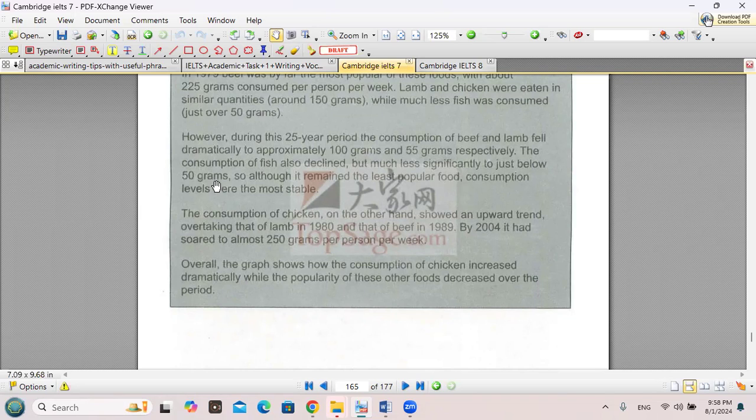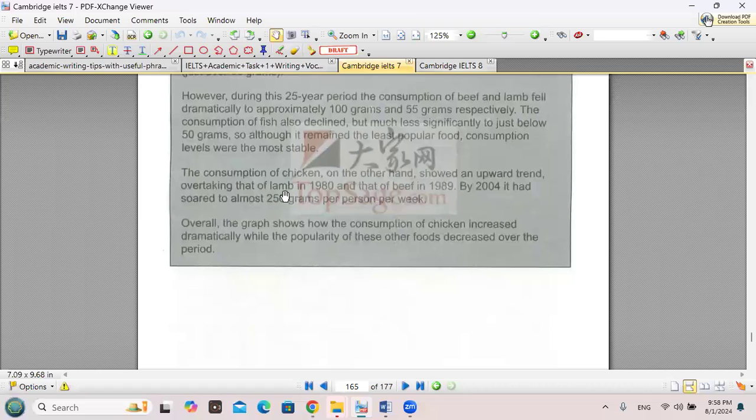To just below 50 grams, sorry. So although it remains the least popular food, consumption levels were the most stable. This is speaking about fish. Now Abdurrahman, read back the third body paragraph. The consumption of chicken, on the other hand, showed an upward trend, overtaking that of lamb in 1980 and that of beef in 1989. By 2004, it had soared to almost 250 grams per person per week.